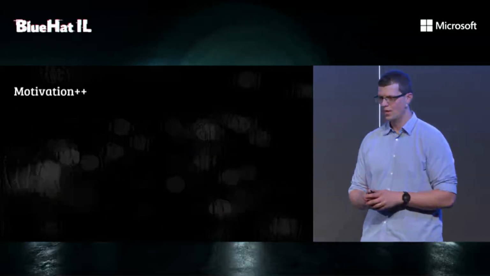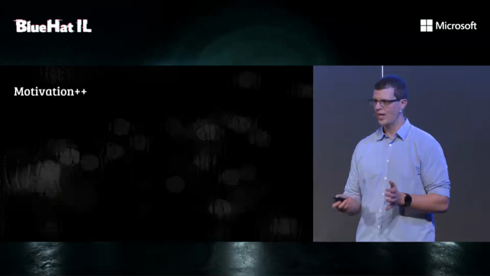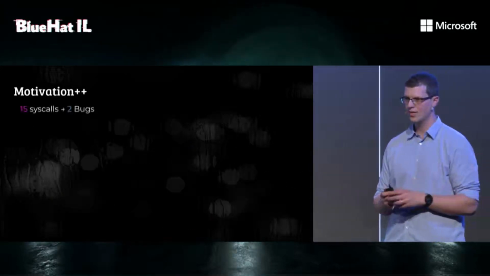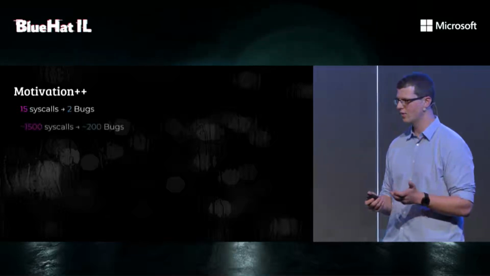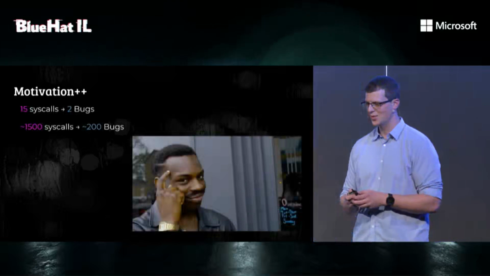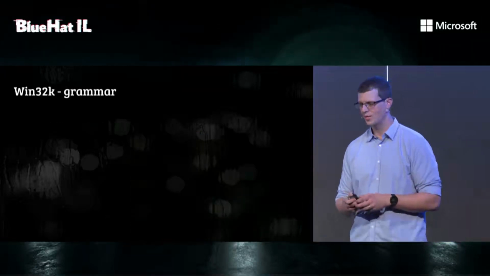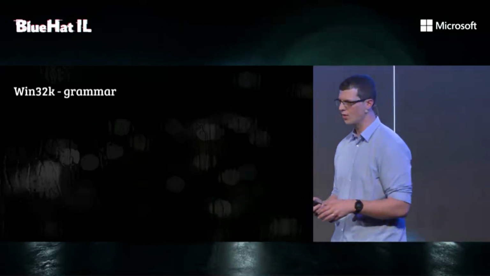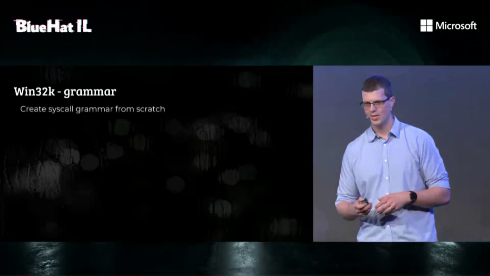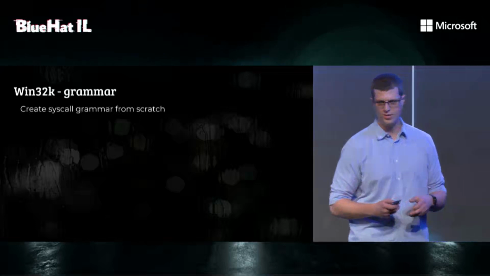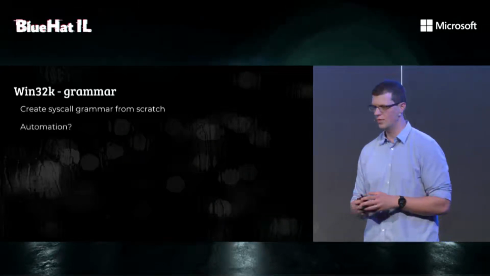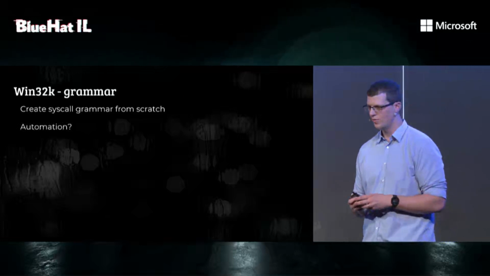So at this point, our motivation was really high because we added 15 syscalls and we found 2 bugs. And with 1,500 syscalls, we're going to find like 200 bugs, right? So yeah, at this point, we decided to commit to writing all the grammar. Writing grammar is a lot of work because there are a lot of syscalls and we're a bit lazy. So our first thought was automation. How can we automate this? There are a few problems.